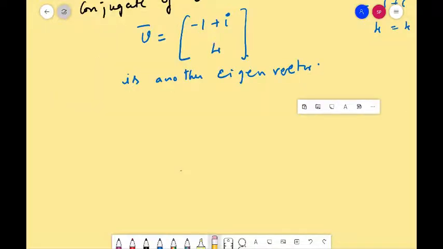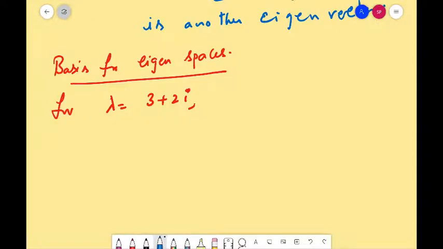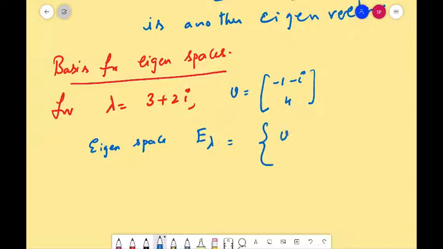So now the basis for eigenspaces. For lambda is equal to 3 plus 2i, v is equal to minus 1 minus i, 4, the eigenspace E lambda is equal to the set containing v. It is very simple. It is nothing but the set containing the vector minus 1 minus i, 4.